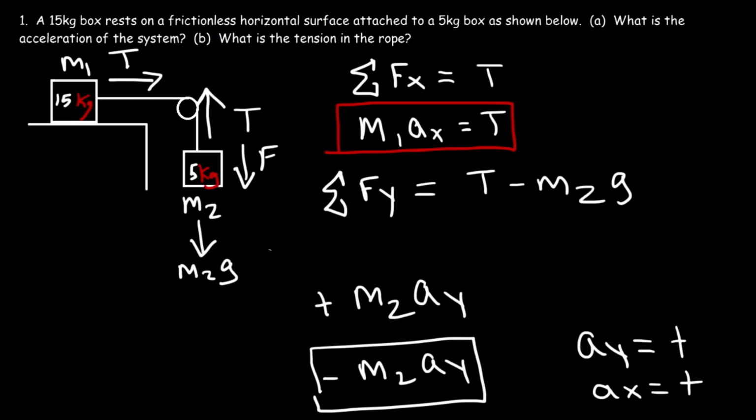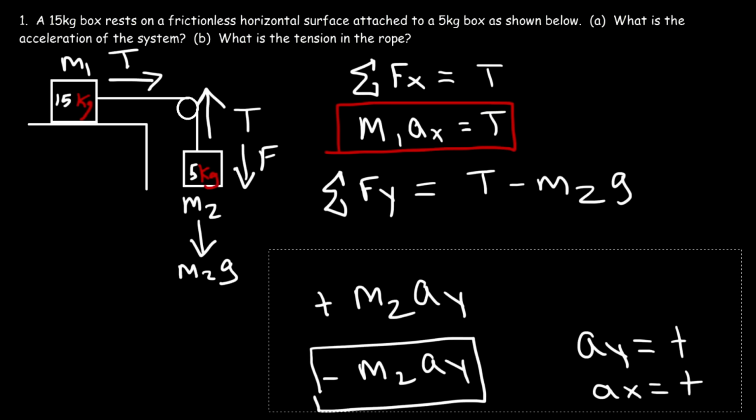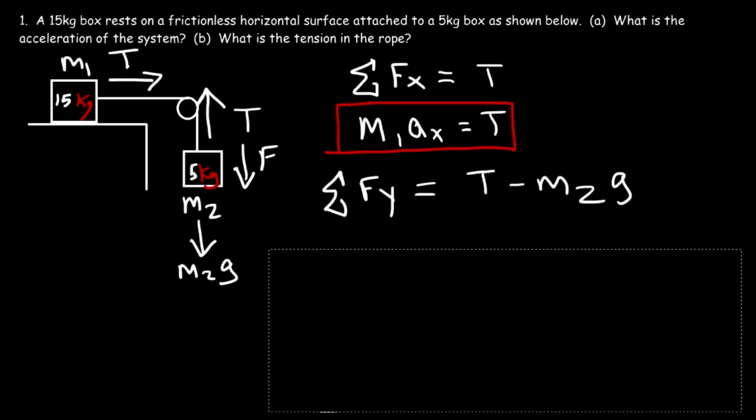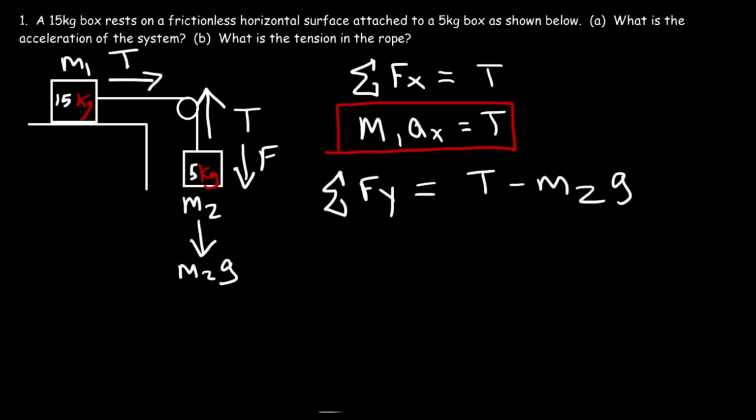So for these types of problems, if the block is descending, use negative m2a for the net force in the y direction. If it's going up, use positive m2a. And I'm going to have other videos that illustrate that example, so make sure you understand that. So this is going to be negative m2ay.